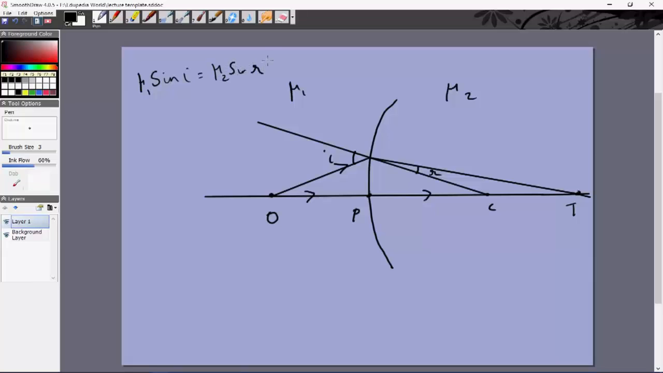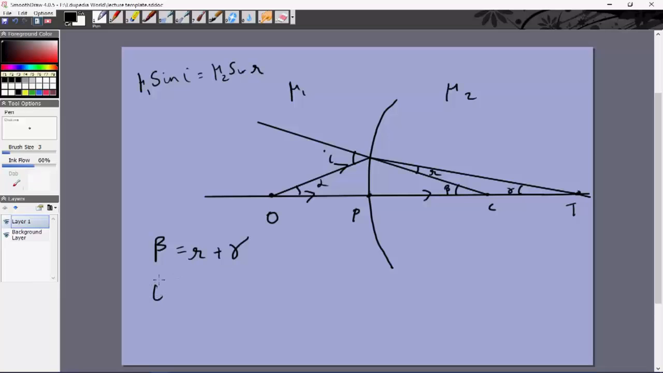Now let's write down some other angles. Let's say this is alpha, this is beta, this is gamma. So the first equation we can get is beta is equal to r plus gamma. If you look at this triangle, beta is an exterior angle to r and gamma.